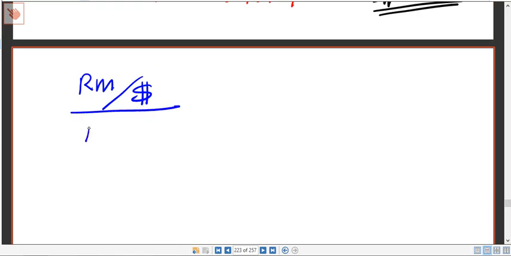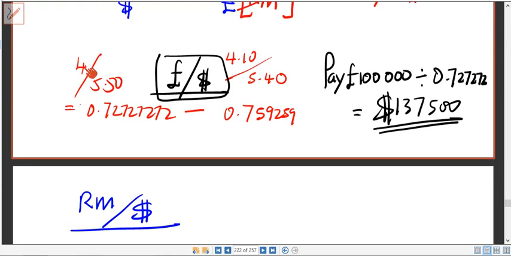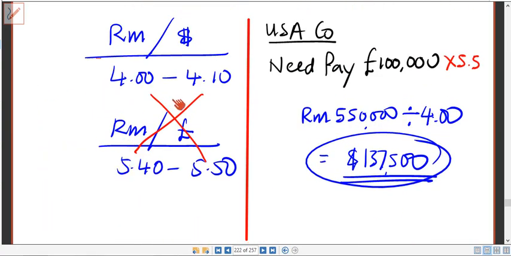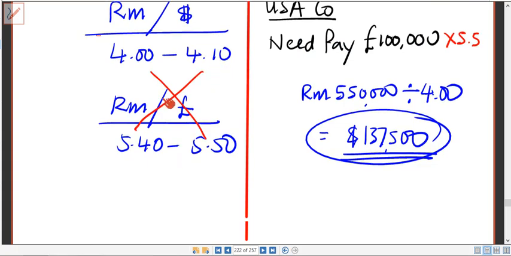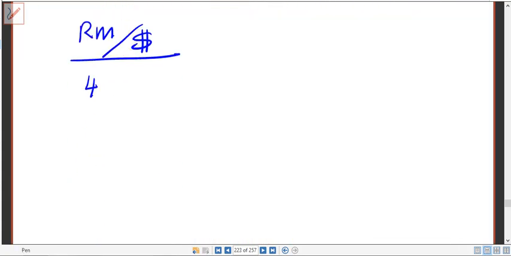What if I say, listen, ringgit Malaysia to a dollar? What did I give you earlier? Ringgit Malaysia to a dollar. For $1, how much did I give you? $4 to 4.10. Okay, so we got $4 to 4.10 given.